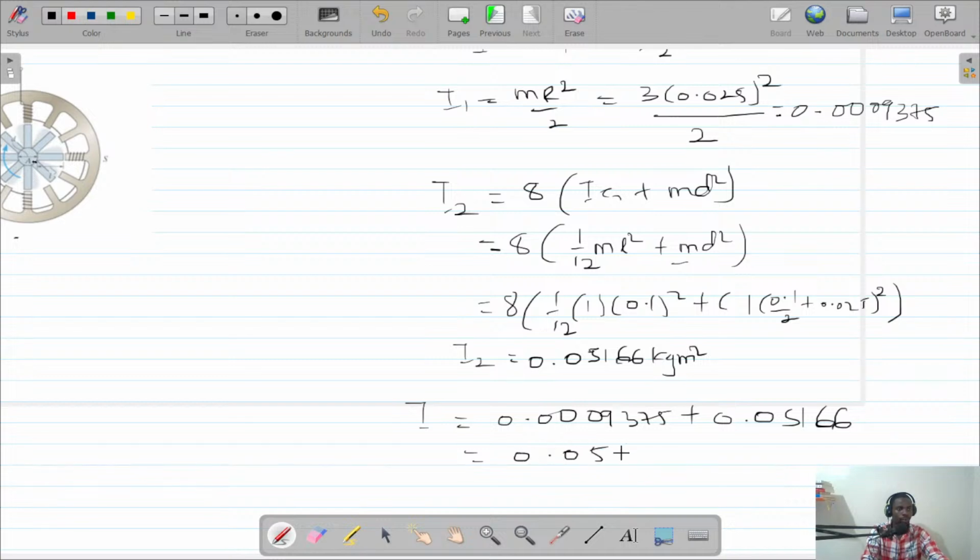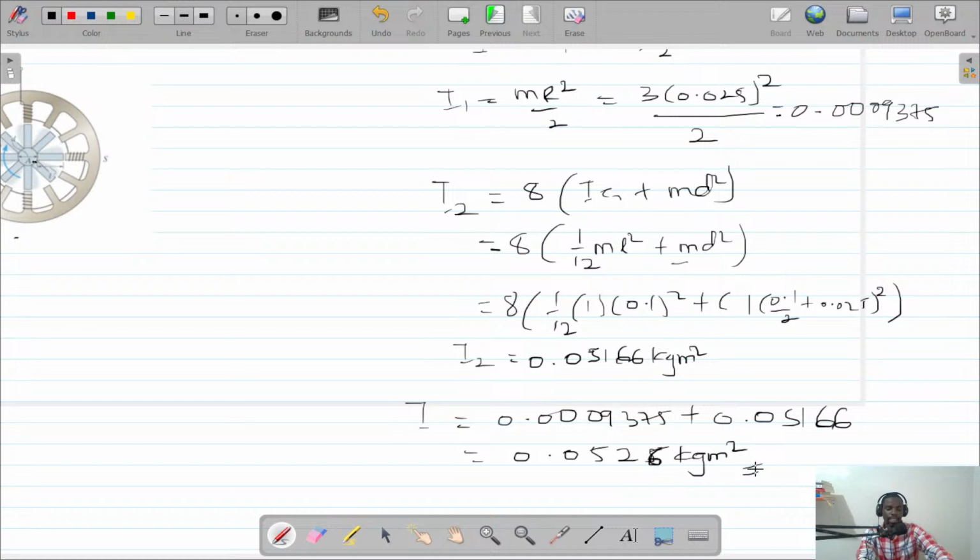0.05, 5 here, so 525, or maybe 6 here, kilogram meter square. All right, so any question with this one also?